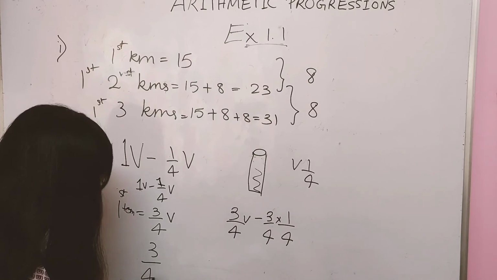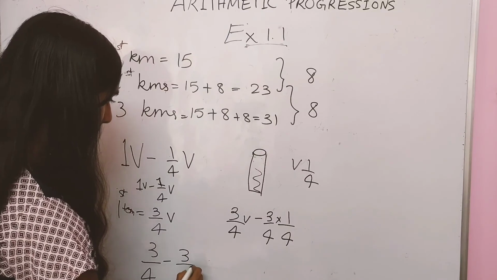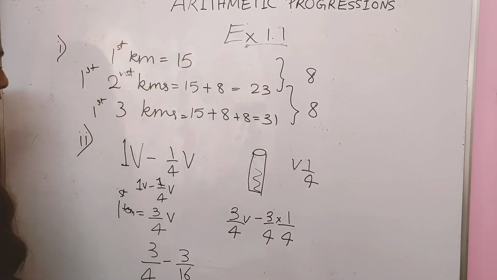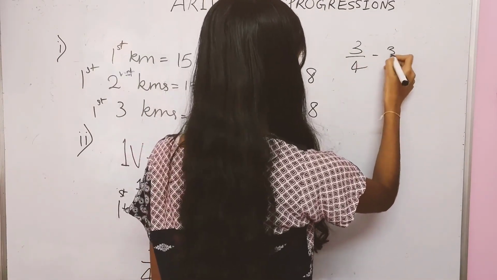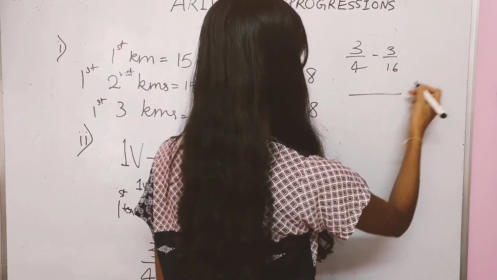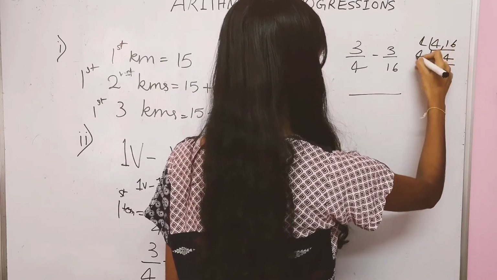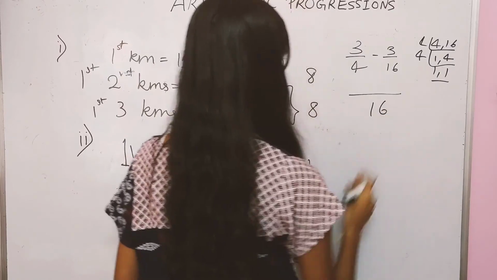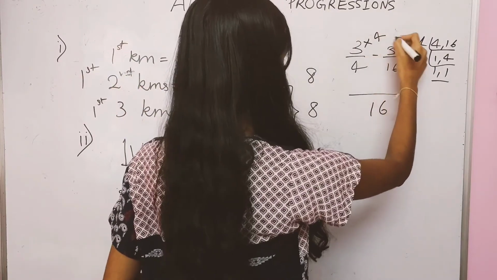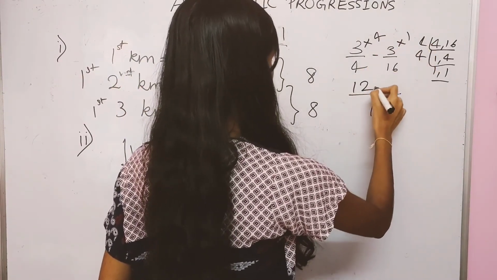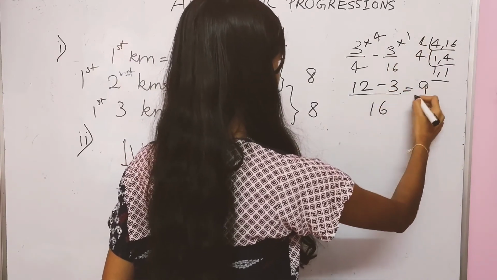3/4 minus, 3 ones are 3, 4 fours are 16, 3/4 minus 3 by 16. Let's take the LCM of 4 and 16. 4 fours are 16. Put into numerators. 4 fours are 16, 16 ones are 16. 3 fours are 12, minus 3 ones are 3. It's 9 by 16.